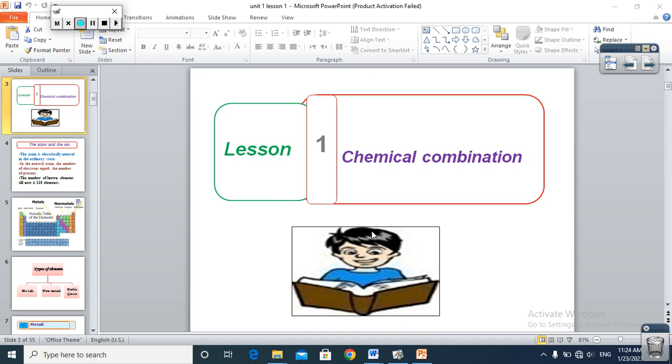Hello, part 1. Let's start lesson 1 in the second term in unit 1, which is chemical combination.